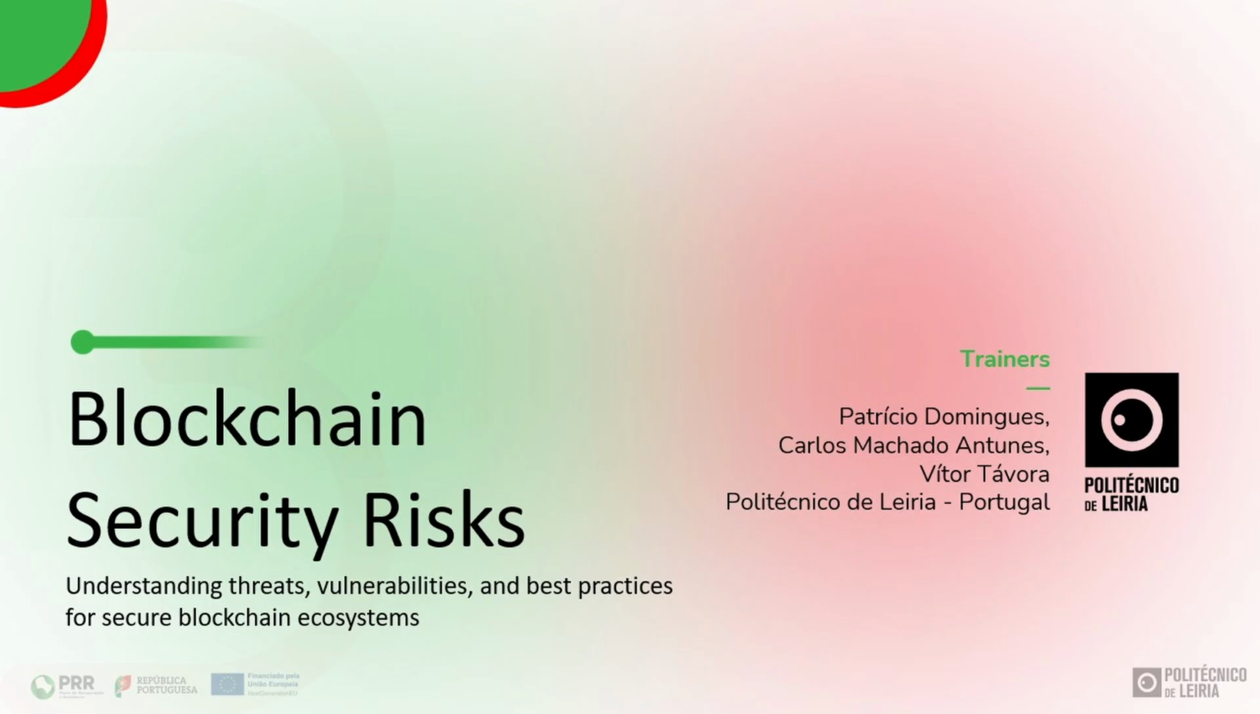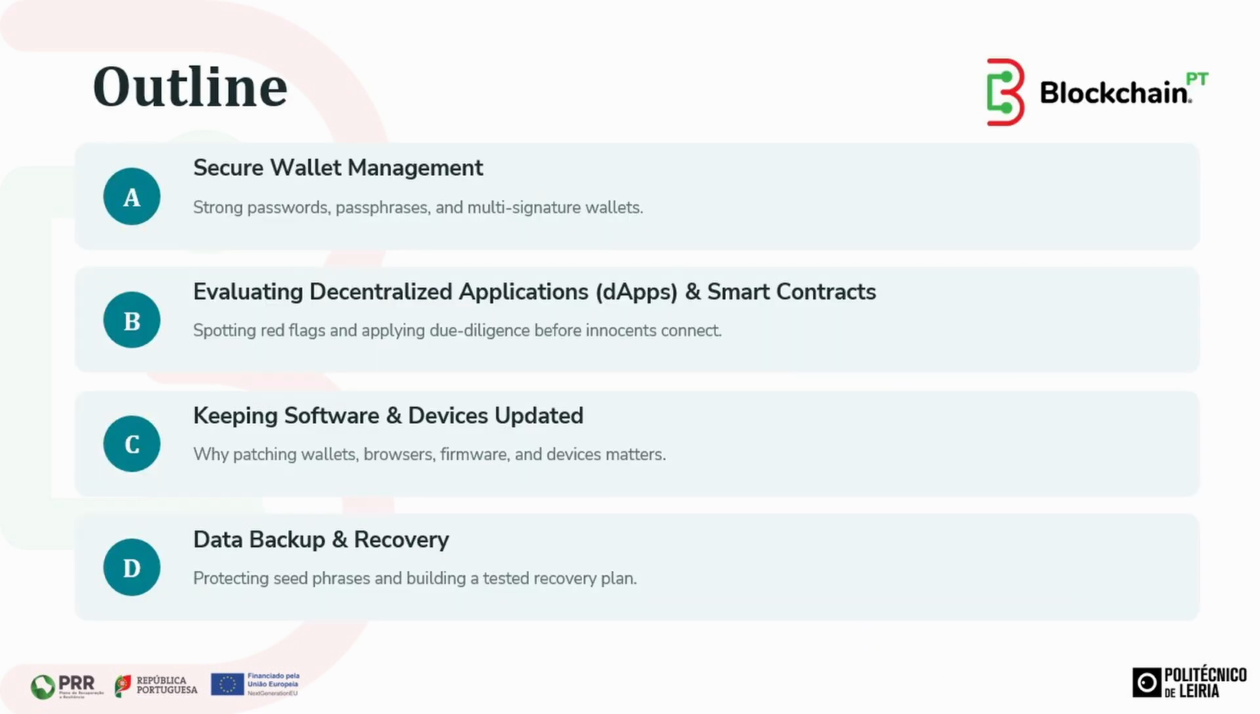Blockchain security risks. Understanding threats, vulnerabilities, and best practices for secure blockchain ecosystems. Module 3. This module comprises 4 main topics: secure wallet management, evaluation of decentralized applications, DApps, and smart contracts, the importance of keeping software and devices properly updated, and finally, data backup and recovery.